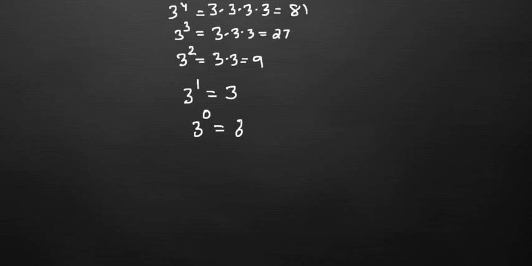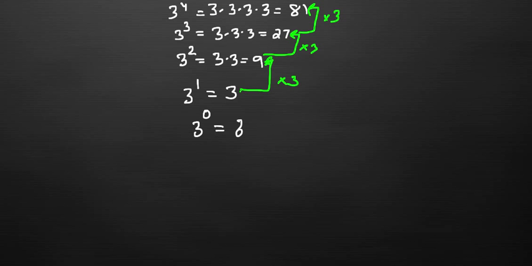And I want to show you something here. When you go from 3 to 9, what did you do? To go from 3 to 9, you are multiplying by 3, and to go from 9 to 27, again you are multiplying 9 times 3, that is gonna give you 27, and to go from 27 to 81, again you are multiplying by 3.